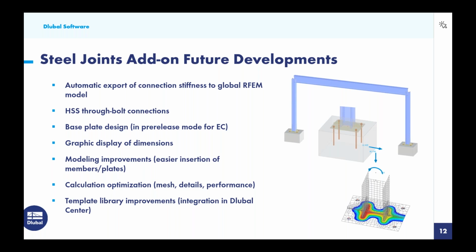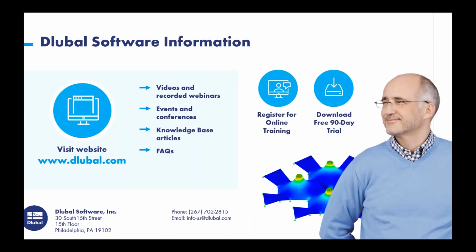So we'll see this added within the Steel Joints add-on. And then probably more so under the hood is just calculation optimization. So better generation of mesh, the details, and in general, the performance of those submodels. And lastly, we are planning to completely overhaul this template library for all of our different connection types. We want to integrate them with the Dlubal Center. So probably some major changes you'll notice in the near future once you update RFEM as well.